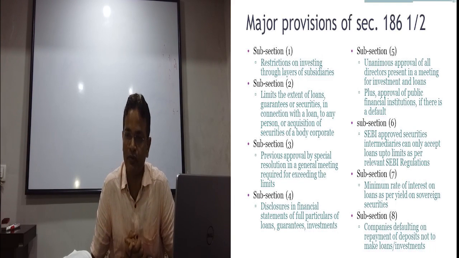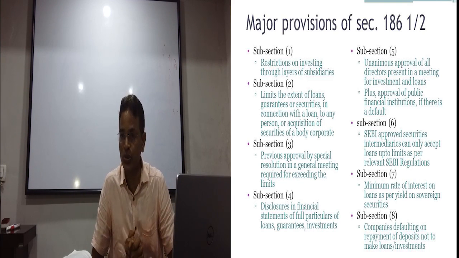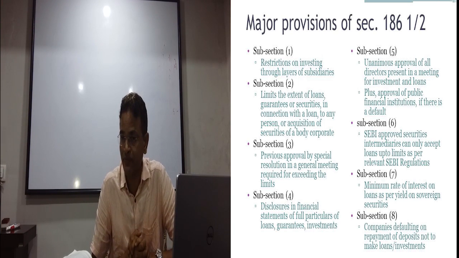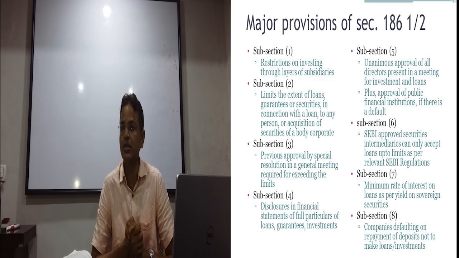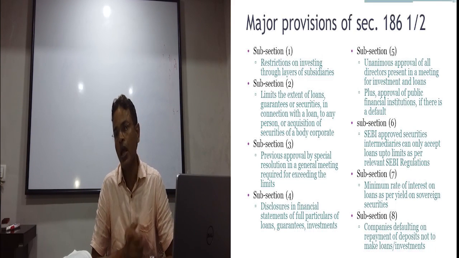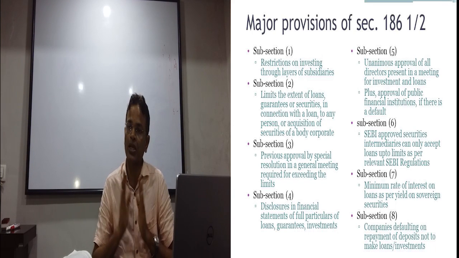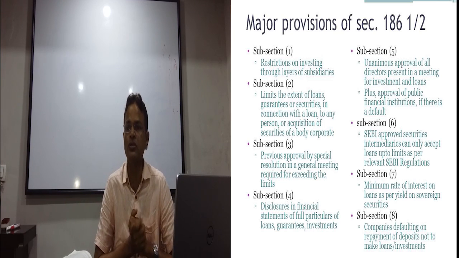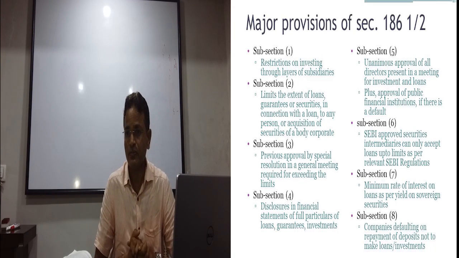Subsection 4 of section 186 talks about disclosures in financial statements of the loans or investments done in pursuance of section 186. I did mention earlier that this is also required as a part of the board's report in section 134, and commonly companies make the disclosure at one place, mostly in case of financial statements, and then give a cross-reference as a part of the board report.